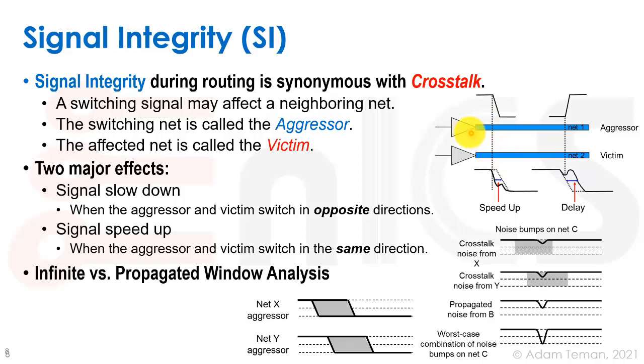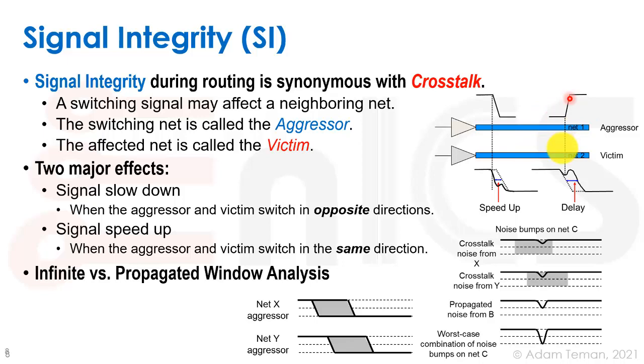Okay, so what we do is we call the switching net the aggressor, and we call the net that is affected by it but isn't supposed to switch, at least not due to that toggling, the victim. And this can either cause speed up or slow down. So if we had both the aggressor and the victim transitioning in the same direction at the same time, the transition here is actually going to push it down, and it's going to help the operation. And if we help the operation, we're going to get a speed up in the transition through the victim net.